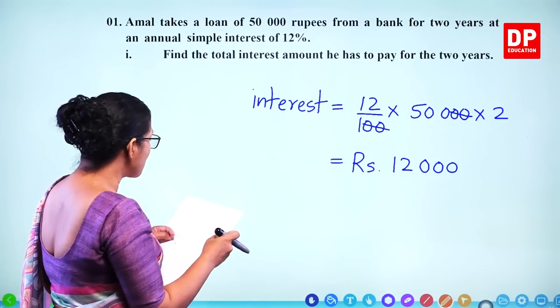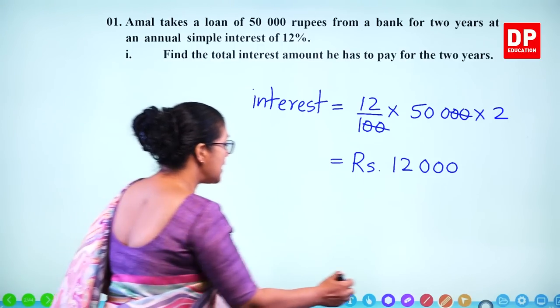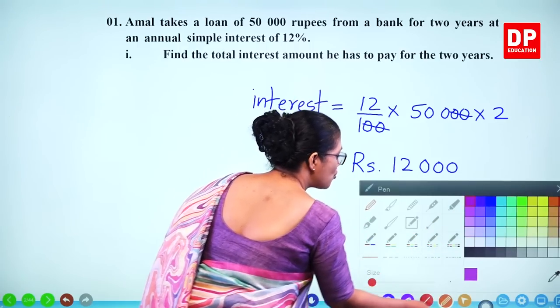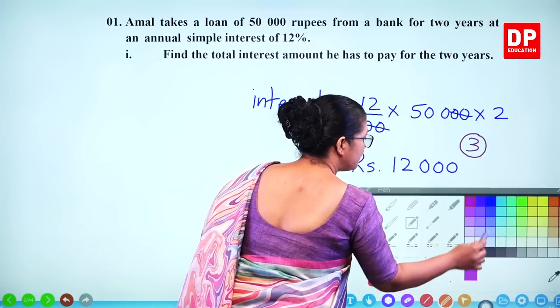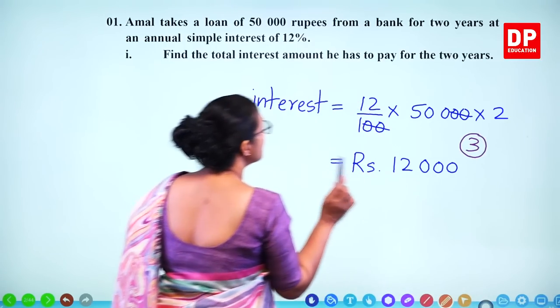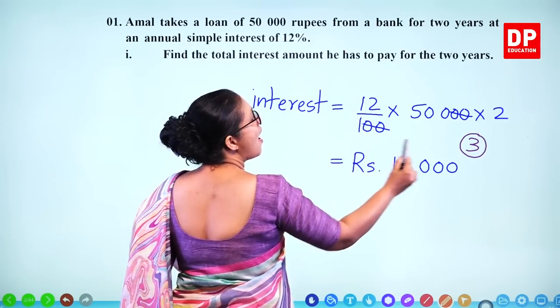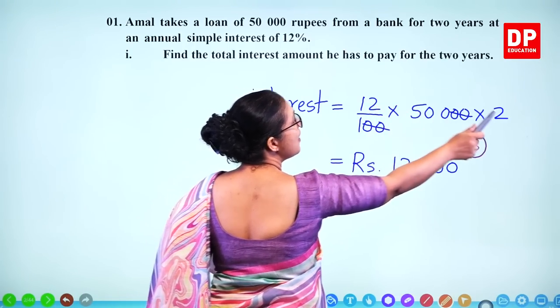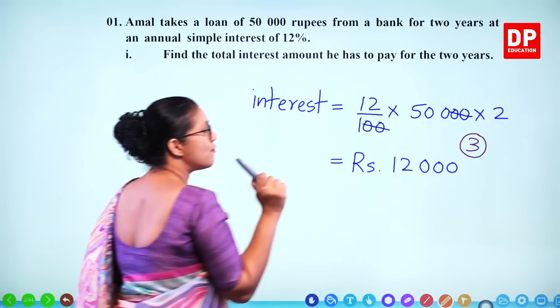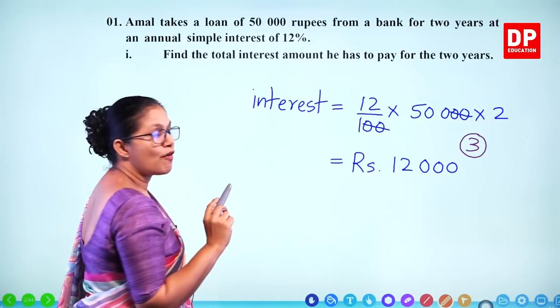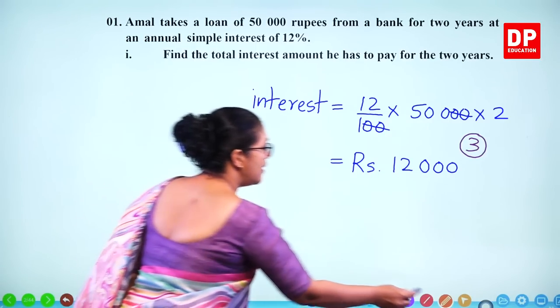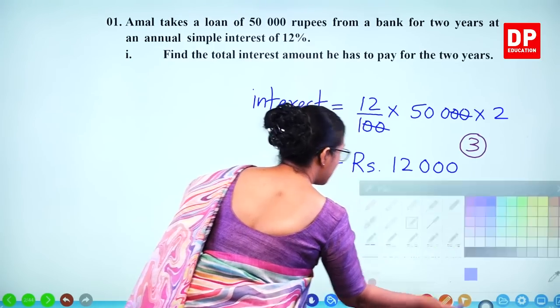So, how many marks for this part? So, you are getting 3 marks according to the marking scheme. So, that means identify this one and multiply by this, and 1 for the answer. So, 2 marks for this part and 1 mark for the answer. Let's do the second part.